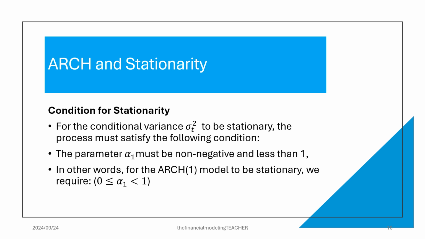Now, the issue of stationarity. The conditional variance is said to be stationary when it satisfies the following conditions. It must be non-negative and also less than 1. In this case, the coefficient alpha 1, which is for the error term, must be between 0 and 1 in order to ensure that the variance is always positive, never negative.